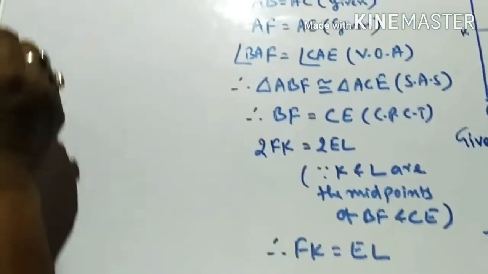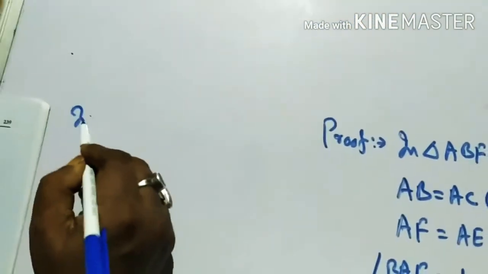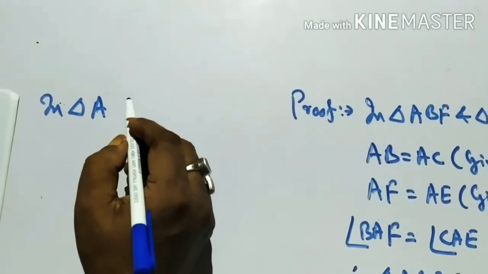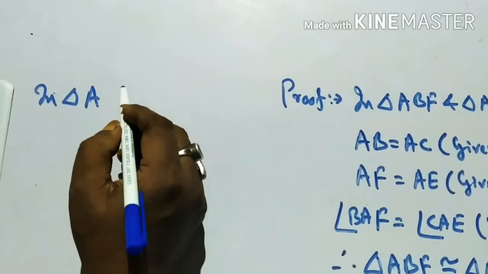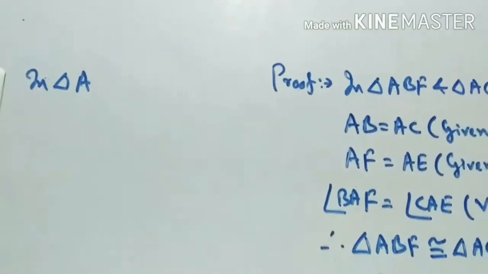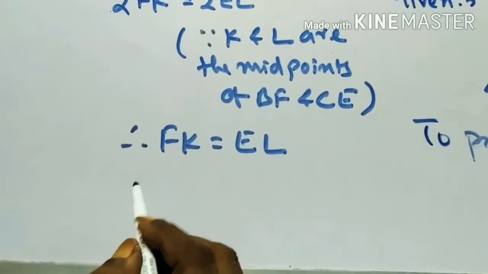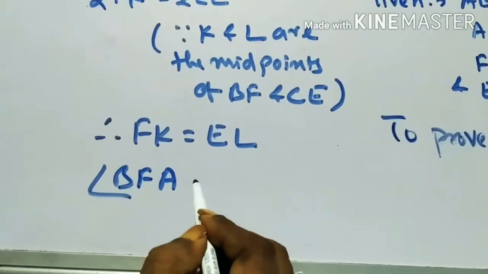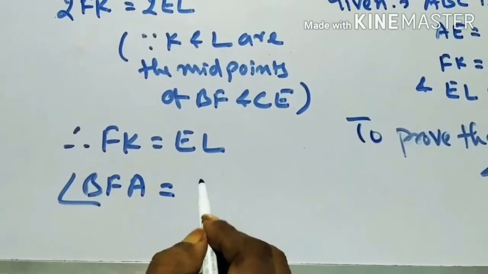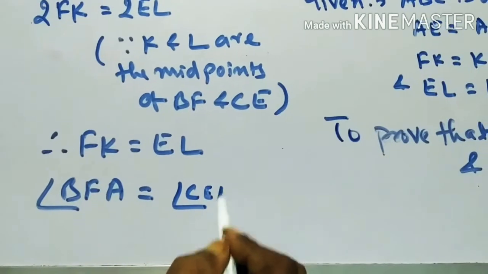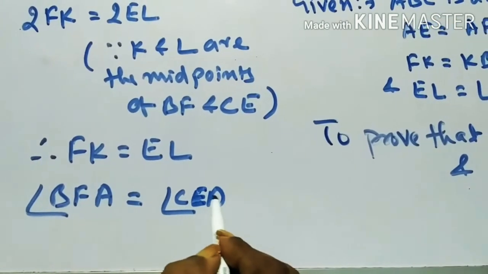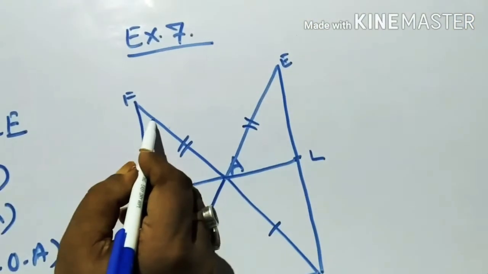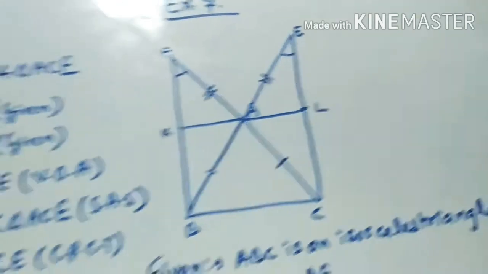Now, at the same time, I can write angle BFA is equal to angle CEA, CPCT. Since these two triangles are congruent, therefore this angle is equal to this angle, CPCT.